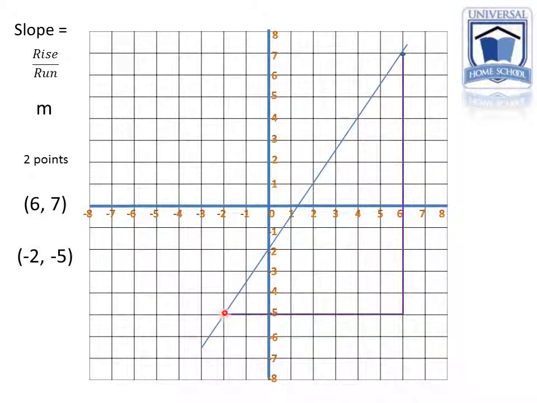Well, let's find the slope using these points here. First of all, what is the rise? Well, the rise is 12 because 1, 2, 3, 4, 5, 6, 7, 8, 9, 10, 11, 12. The run would be 8: 1, 2, 3, 4, 5, 6, 7, 8. That's 12 over 8, which equals m.